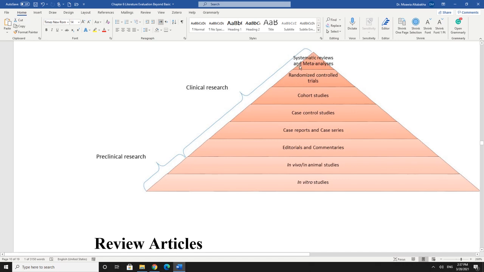Okay? Of course, only if it is done in the right way can these be stronger. Because note that meta-analyses and systematic reviews take more than one randomized controlled clinical trial together. Okay, they look at more than one clinical trial in order to make a decision.